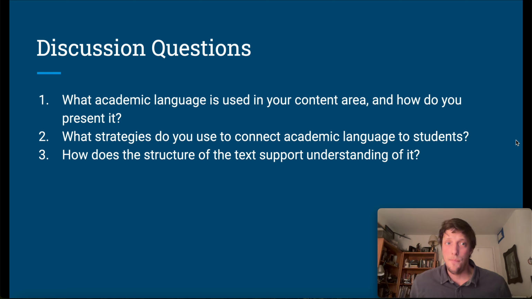In reading this article, I identified 3 questions that I will be asking myself as I develop my teaching practice, and I encourage you all to do the same. The first question is, what academic language is used in your content area, and how do you present it? Secondly, what strategies do you use to connect academic language to students? And third, how does the structure of the text support understanding of it? These are questions I will be asking myself moving forward.